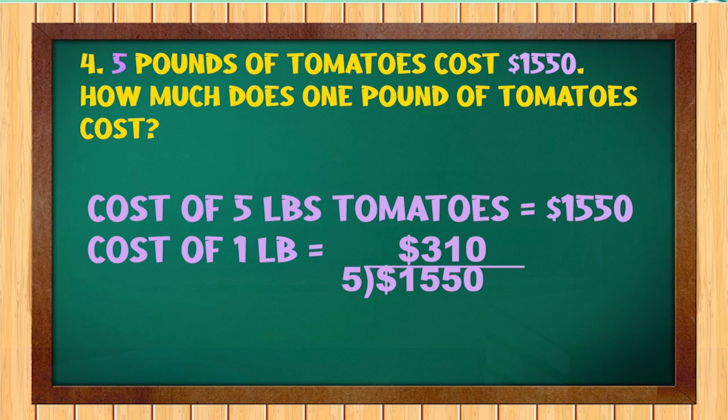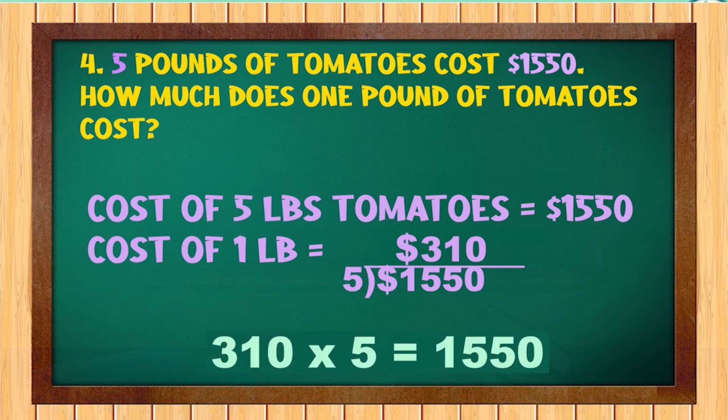Now in this problem per se, there is something we can do to see whether or not our answer is correct. Now that we know, from the operation that we did, that 1 pound of tomato is $310, we can now multiply that same $310 by 5 to see if we will get back 1,550. So you could take the time, try it on your own, and see if you got that. If you did, your answer is absolutely correct.